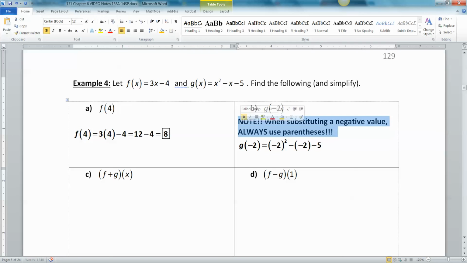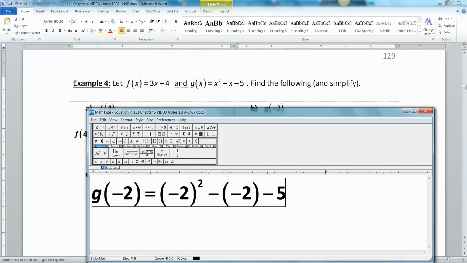I don't say that for my health. I'm saying that to keep you from making mistakes, right? So always, always, always use parentheses when you're substituting a negative value. So you put parentheses around this negative 2 and parentheses around this negative 2. All right, so negative 2 parentheses squared is positive 4 because it's negative 2 times negative 2. Minus a minus 2 is plus 2 minus 5. So that's 6 take away 5, which is 1. So that's our result there.